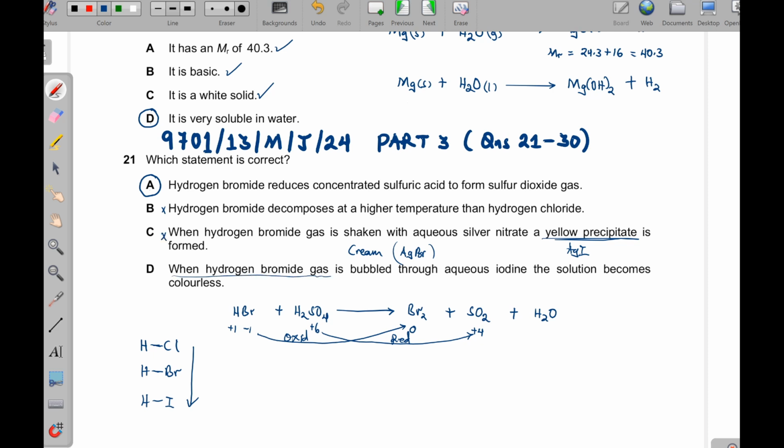When hydrogen bromide gas is bubbled through aqueous iodine, the solution becomes colorless. Here, since bromine is more reactive than iodine, it is going to displace the iodine from the solution. The iodide ions are going to be oxidized to iodine, and the color is not going to be colorless. It is going to turn a bit brown or darker. So that is why this one is also off.